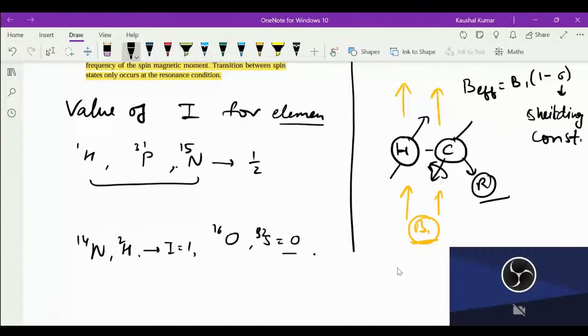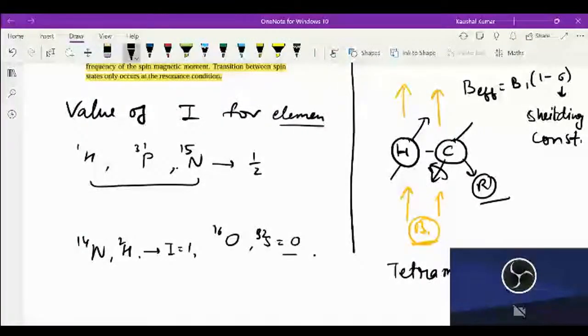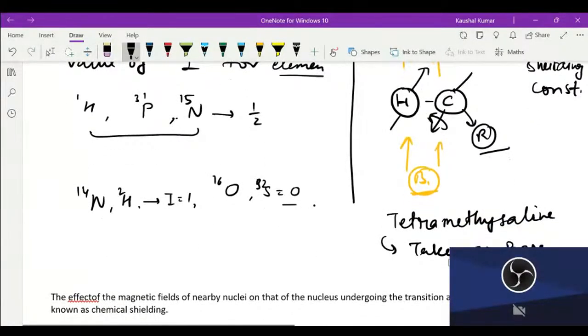What we are saying is the origin, or rather the base, or we can say the tetramethylsilane will be taken as the base, like a comparative value. We will compare according to tetramethylsilane. Its value will be around 0. It won't affect.